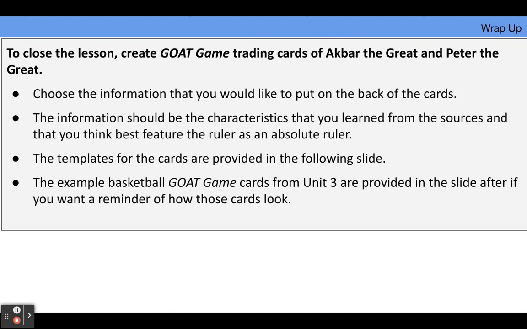Moving on to close the lesson, create greatest of all time game trading cards of Akbar the Great and Peter the Great. Choose the information that you would like to put on the back of the cards. The information should be the characteristics that you learned from the sources and you think best feature the ruler as an absolute ruler. The templates for the cards are provided in the following slide. The example basketball greatest of all time game cards from Unit 3 are provided in the slide after if you want a reminder of how those cards look.